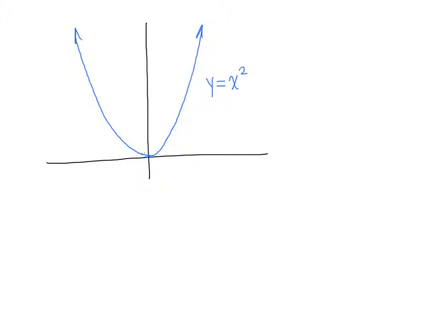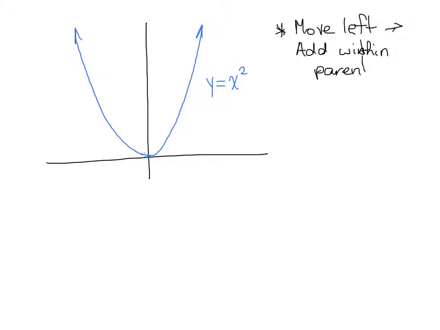Okay, great. So now we have a nice new clean page, and now we can talk about moving the graph left or right. So in order to move our quadratic graph left or right, we're going to have to add or subtract within parentheses. So let's talk about moving left first. To move left, we have to add within parentheses. All right, and I'll show you exactly what I mean by adding within parentheses.